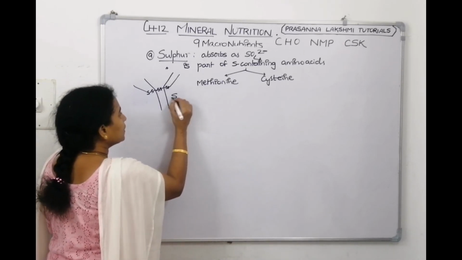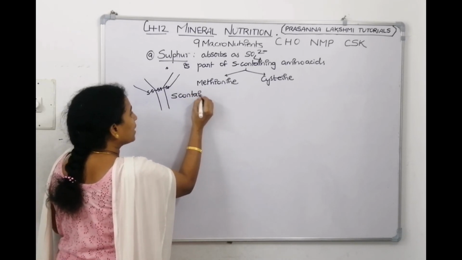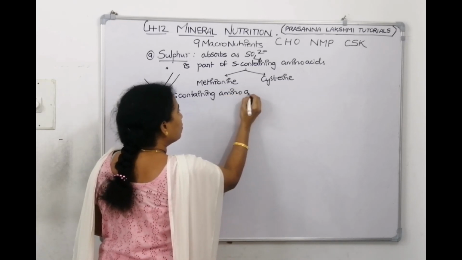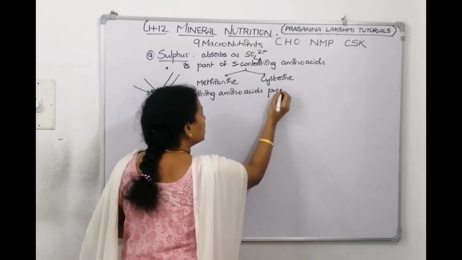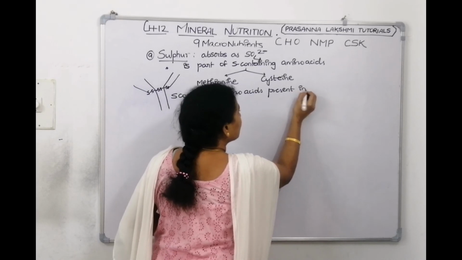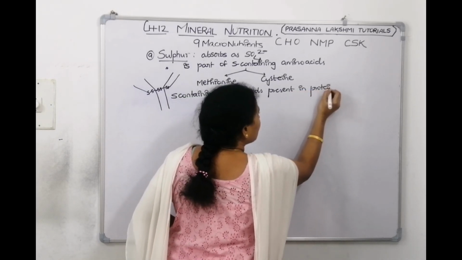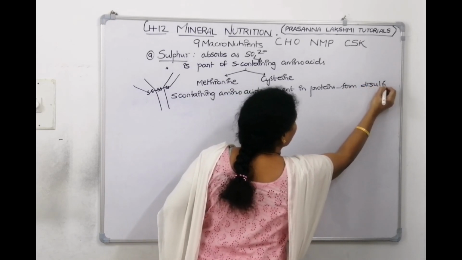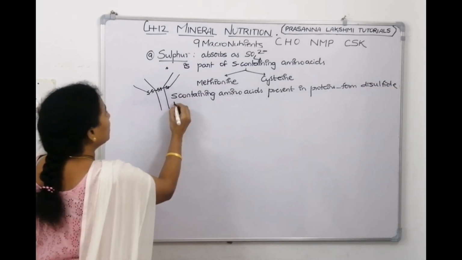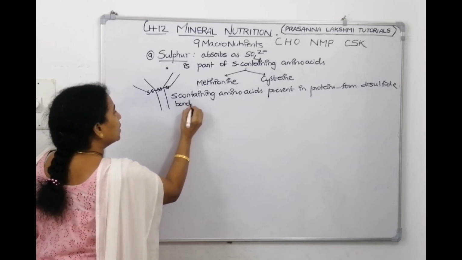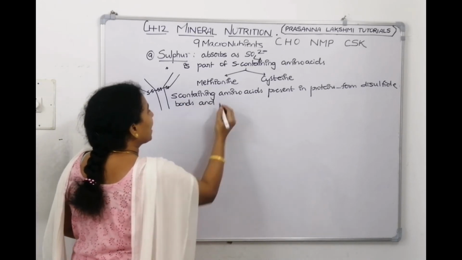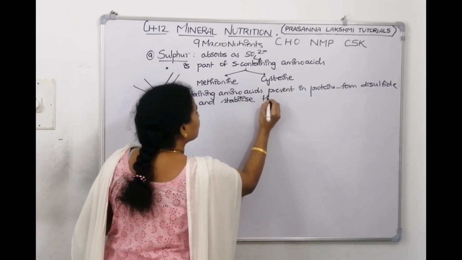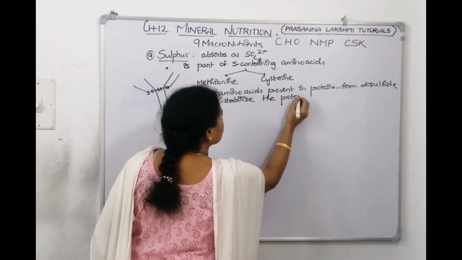Now, sulfur containing amino acids are present in the proteins. What do they do? They form disulfide bonds. I showed you. They form disulfide bonds, and this disulfide bond will stabilize the structure. They stabilize the protein structure.